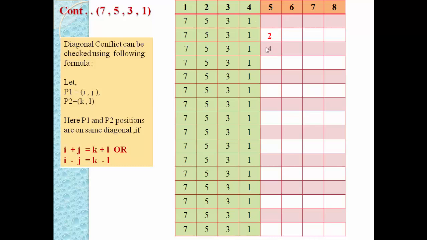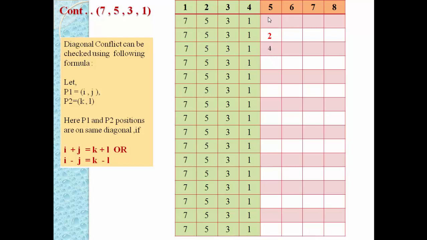So this queen will not be on the same diagonal, but we need to check another condition, that is 5 minus 4 is equal to 1. So once we perform subtraction of row and column, our value is 5 minus 4 is equal to 1. So we need to check with all the remaining queens. 1 minus 7 is minus 6, 2 minus 5 is minus 3, 3 minus 3 is 0, 4 minus 1 is 3. So this position is the correct position.